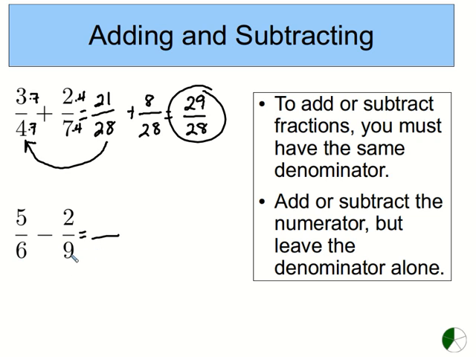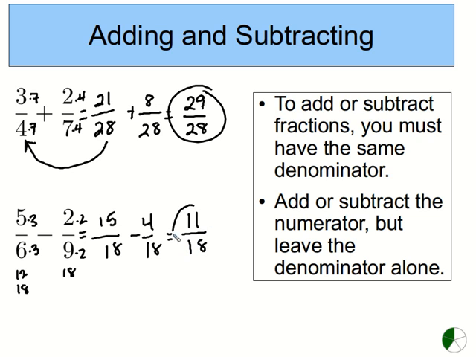Now, 6 times 9 is 54, but there's actually a smaller common denominator between 6 and 9, and that is 18. And so we need to multiply top and bottom of the first fraction by 3, and of the second fraction by 2, giving us 15 over 18 minus 4 over 18. Just like addition, we combine the top two numbers, the numerators, giving us 11 because we're subtracting, and the denominator stays the same.